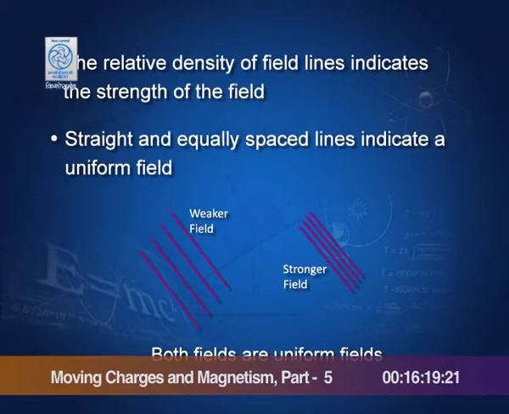Straight and equally spaced lines indicate a uniform field. These lines are parallel and equally placed, therefore they represent a uniform magnetic field.